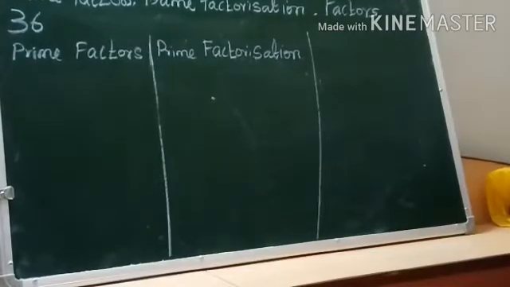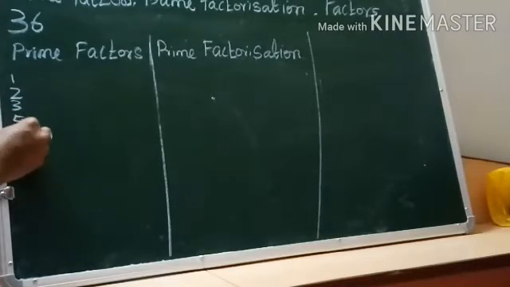So look at the second example. Now I am going to take 36. So now we are going to find the prime factors and prime factorization of 36. First we are going to find the prime factors. So what are all prime numbers? 1, 2, 3, 5, 7. These are some prime numbers, right?